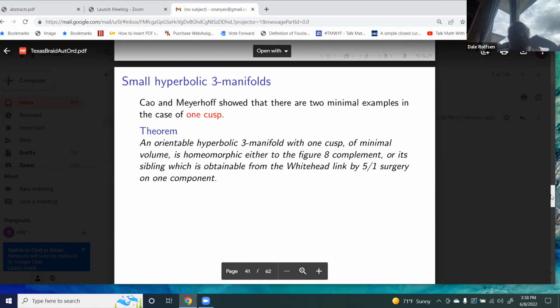Now, if we look at a one cusp hyperbolic orientable 3-manifold, there are actually two examples. One is the figure 8 knot complement, and the other is its sibling, which is obtained from the Whitehead link by 5/1 surgery on one component.